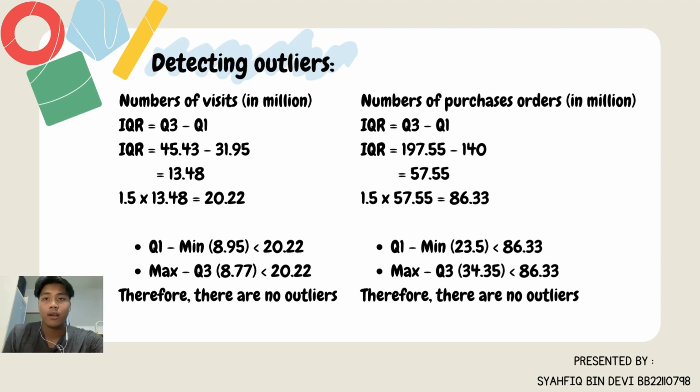197.55. For detecting outliers, for number of visits, IQR equals 20.22, and left and right whiskers are 8.95 and 8.77. Therefore, there are no outliers. For number of purchases, IQR is 86.33. Left and right whiskers are 23.5 and 34.35. Therefore, there are also no outliers.